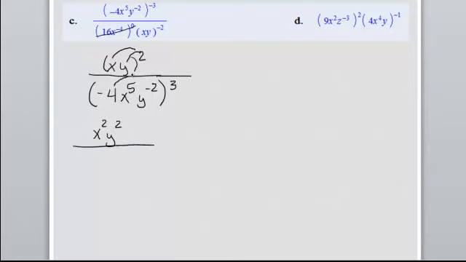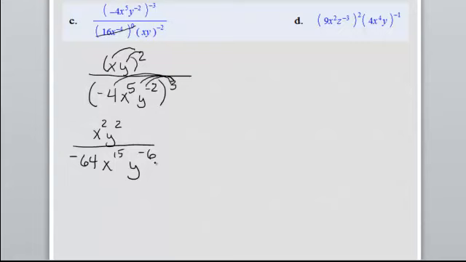Okay, -4 to the 3rd power. Remember, the negative is on the inside of the parentheses, so it gets raised to the 3rd power also. That would become a -64. X to the 5th cubed becomes x to the 15th. Y to the -2 cubed becomes y to the -6. Don't forget about the power to a power rule. If you have a power to a power, you multiply the powers.